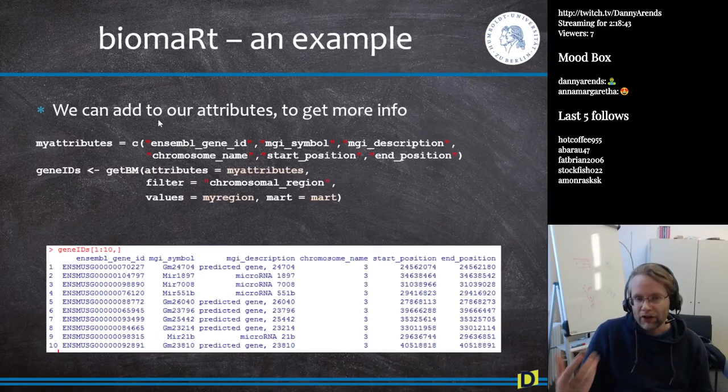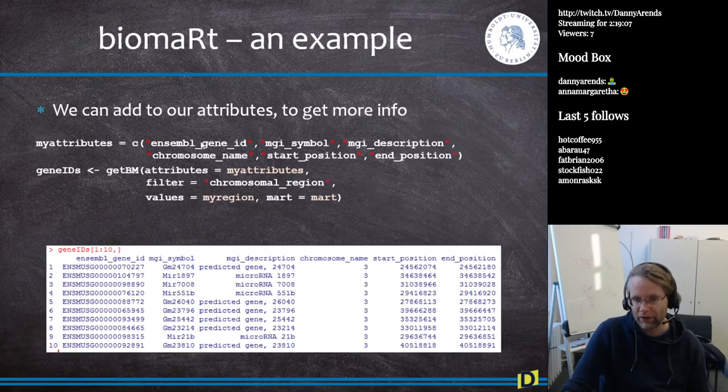So we actually want to have more info, right? We don't just want to have the Ensembl gene ID. That's very limited because then we don't know where the gene starts and where it ends. So in this case, we might want to also have the gene name, which for mouse is called the MGI symbol. We might want to have the description of the gene, the chromosome name, the start position, and the end position.